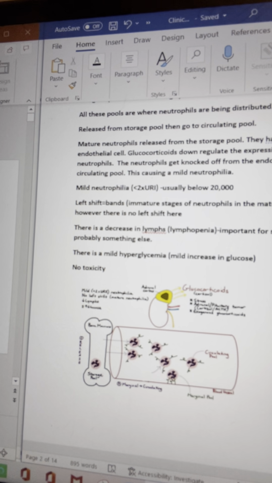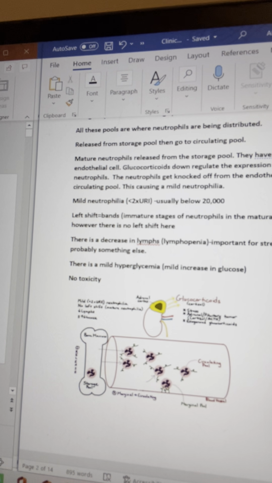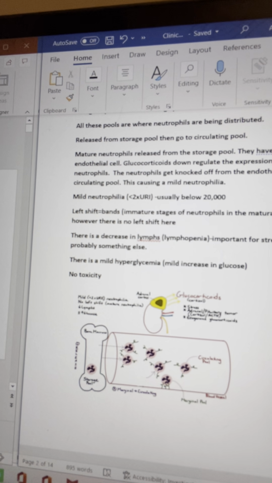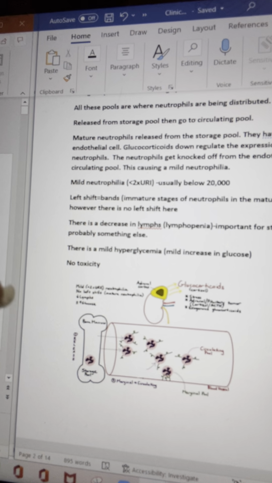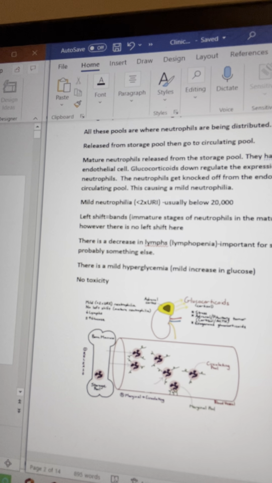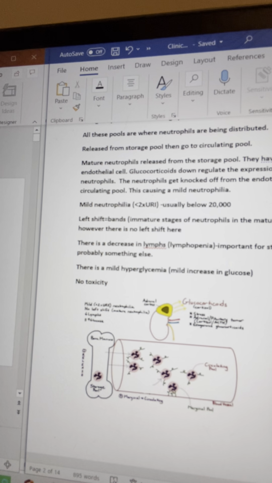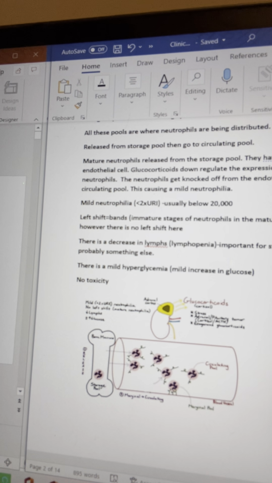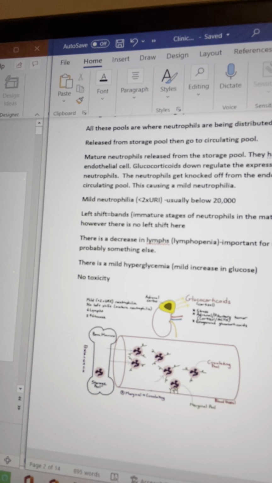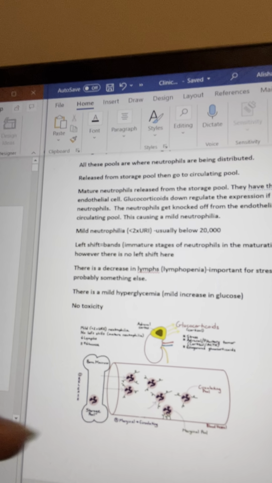Left shift equals bands, which are the immature stages of neutrophils in the maturation pool. Bands may be present, however there is no left shift in this case. There is a decrease in lymphocytes, so lymphopenia is important for stress. If you don't see this, it's probably something else. There's a mild hyperglycemia, so a mild increase in glucose, but there's no toxicity in this case.